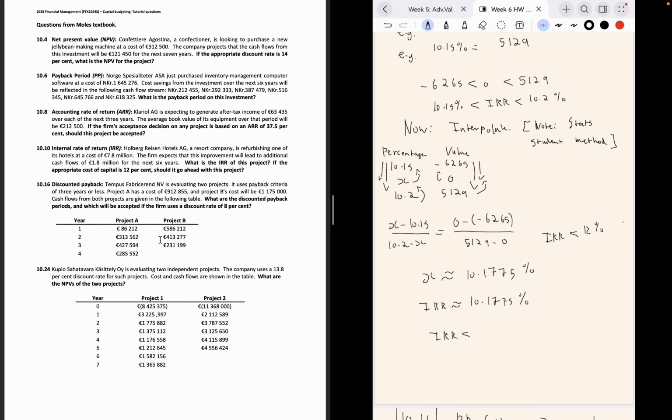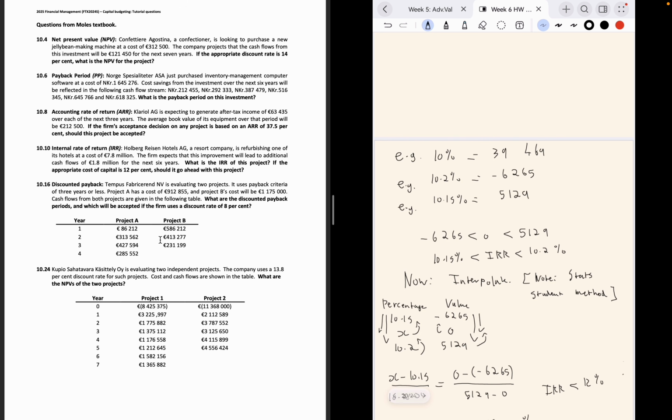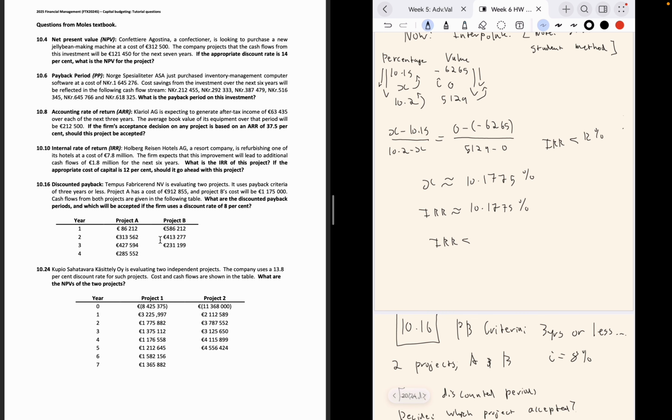it just means that if we did something else, or maybe had a friend who has a secret Swiss bank account that can hook us up with a nice interest rate, we could just put the money there instead of putting it in this project, where we're only getting 10.1775% back. You could actually conclude, without interpolating, the moment you see that the answer is between 10.2 and 10.15%, that both of those values are below 12%, so we would have known to reject it.